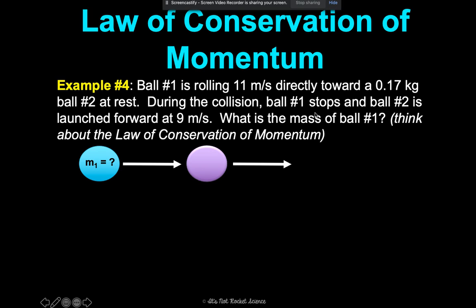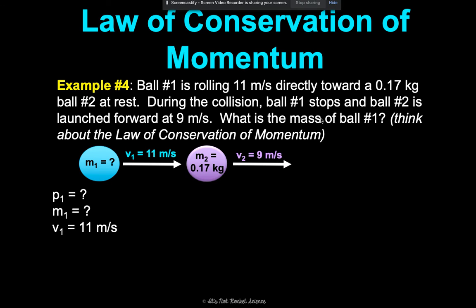So this is ball number 1. We're looking for its mass. We have a velocity of 11 meters per second, and this is the mass of our ball that was at rest. This is ball number 2, and this is the velocity at which it moved to the right, 9 meters per second. So this is actually a two-part problem here. We don't have p1, we don't have m1, we do have v1. So that's kind of nice. We don't have p2, but we do have m2 and we do have v2.